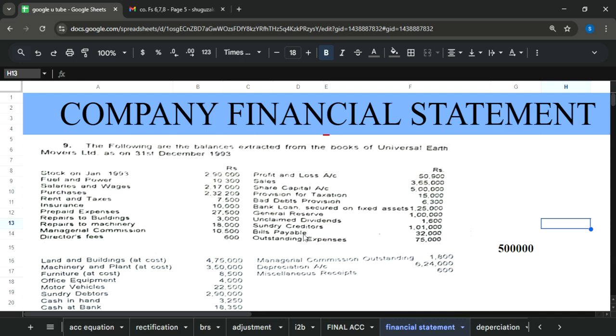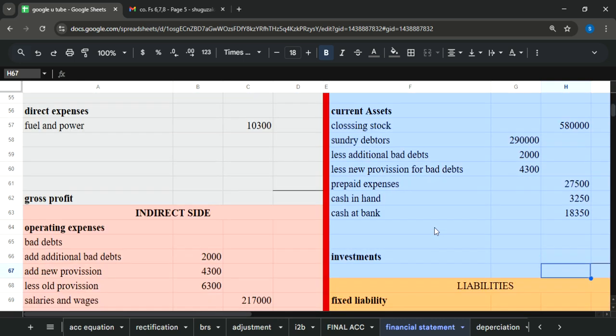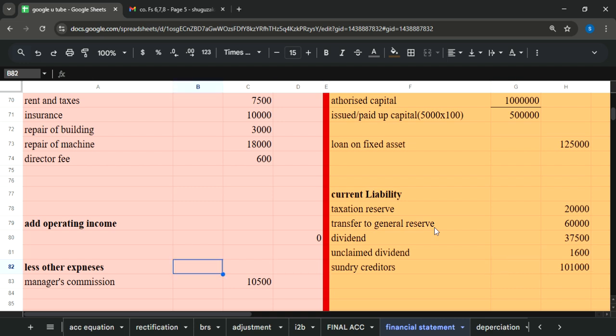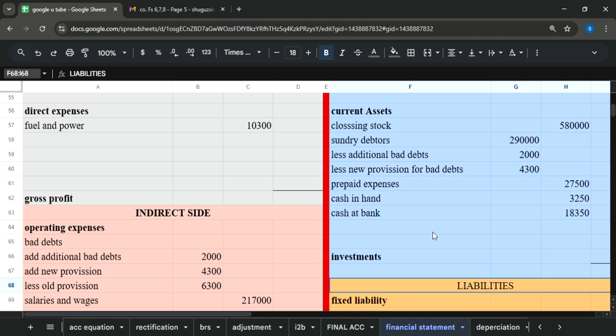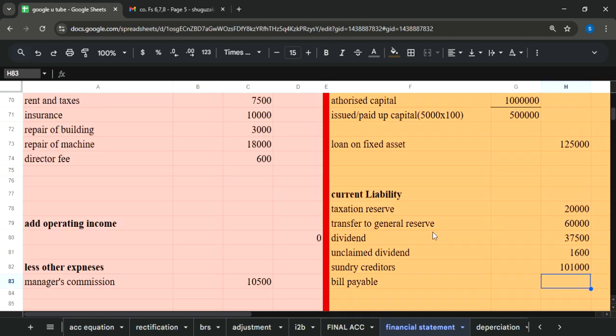Bill payable is our next target. This is also part of current liability. So here you will mention bill payable. Now we will see how much amount was payable in terms of bill payable, 32,000. And here you will write it on the current liability side, bill payable.